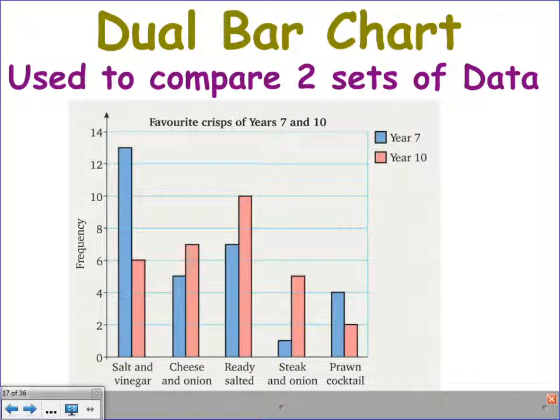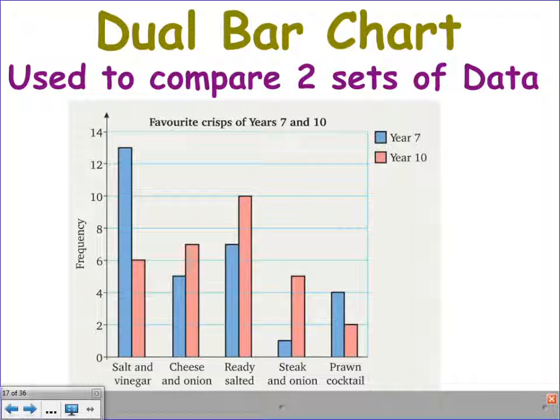So for example, we go to a school and we ask the students in year 7 what crisps they like, the flavour of crisps they like the best. Salt and vinegar, cheese and onion, ready salted and so on. So year 7, if we were just doing theirs, would be the blue one. Now in the exam you aren't going to spend time colouring in, you haven't got time to colour in. So when you do your dual bar chart, year 7 will be like that. Year 10 will be like that. You're not going to colour in, trust me, you won't have time. So we asked year 7 and it produces this information. We want to compare it against year 10. So we have another set of data, but for year 10.